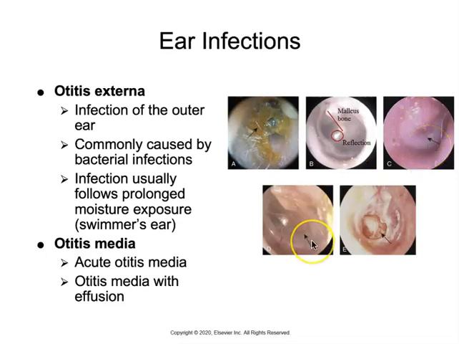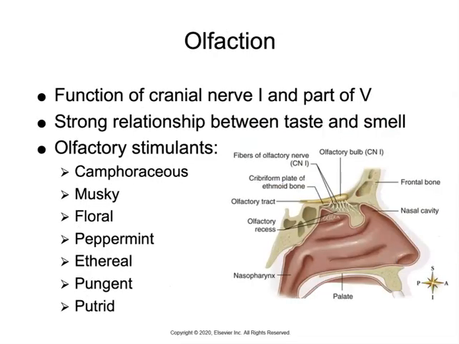And over here, we can see otitis media with effusion, meaning that we're going to have some fluid in the middle ear that is building up. And then lastly, we see chronic suppurative otitis media, and we see a perforation where it has actually ripped, and we see pus within that area. So not a pretty look. All right, and let's move into the sense of olfaction.